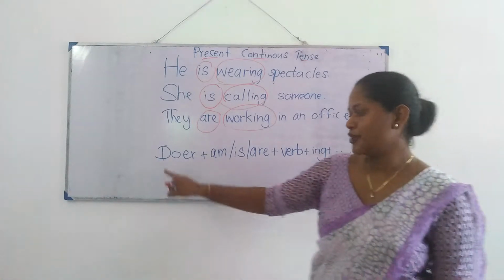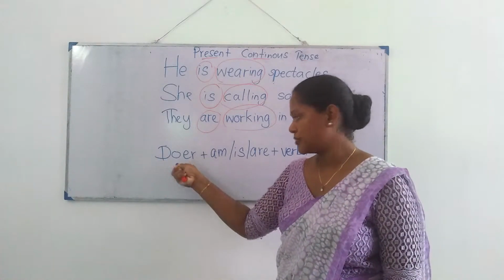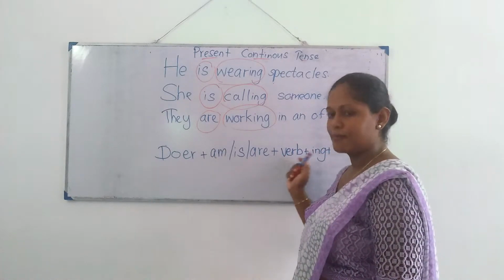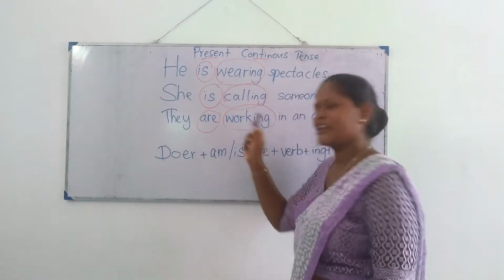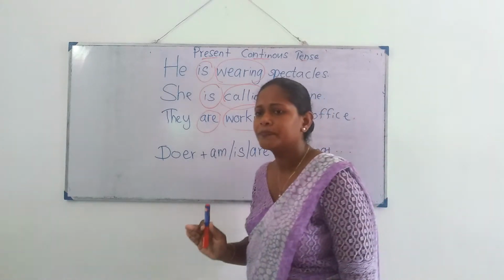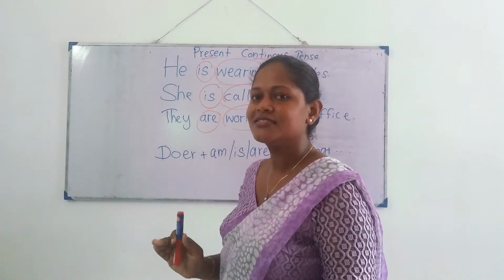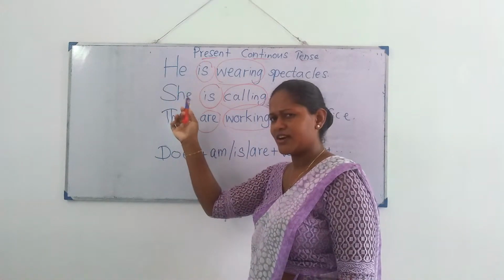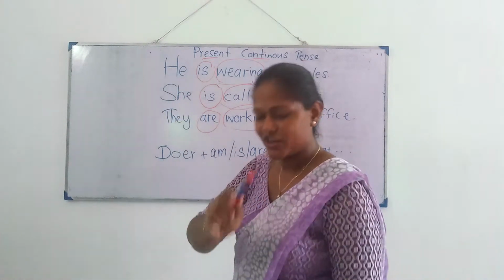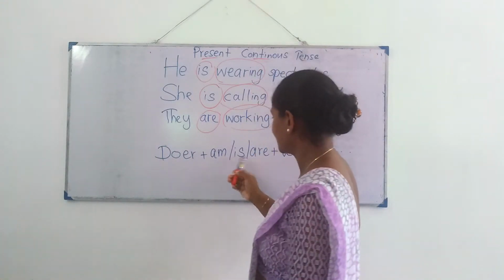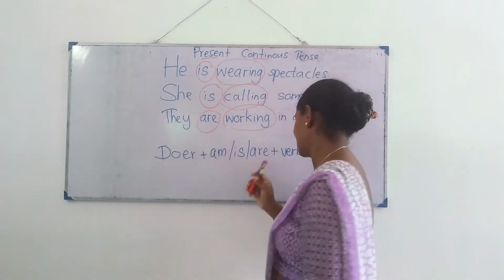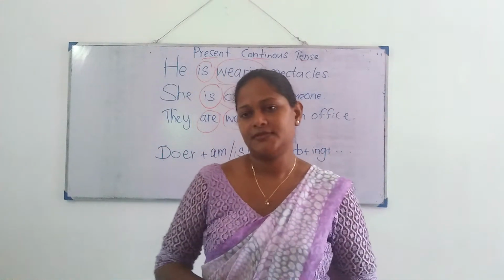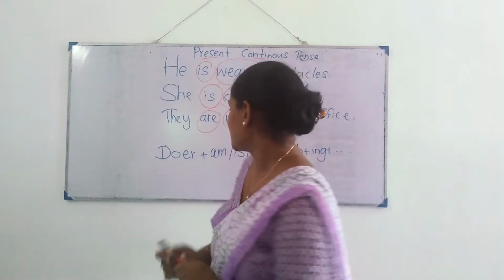So, what do you have at the beginning? Doer, very good. Am, is, are plus verb plus ing, right? Now, how do you select whether it is am, is or are? Am goes with I, correct? Is goes with he, she, it. What are they? Singular, very good, singular words. Then, are goes with what? Plural words. Right?